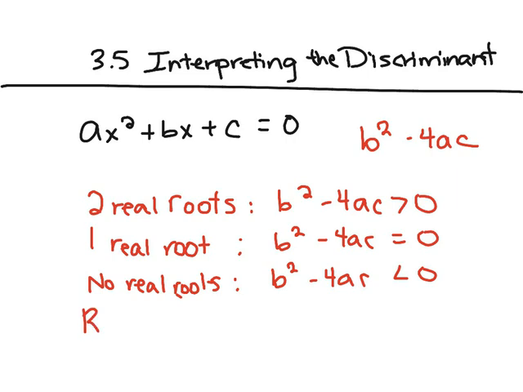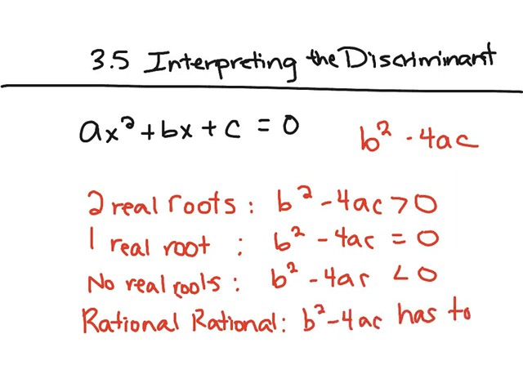And if you want rational roots, rational means it's not irrational, and an irrational number is a non-terminating, non-repeating decimal. So like the root of 2 would be irrational, but the root of 4 would be rational. So in order for that, b squared minus 4ac has to be a square number.